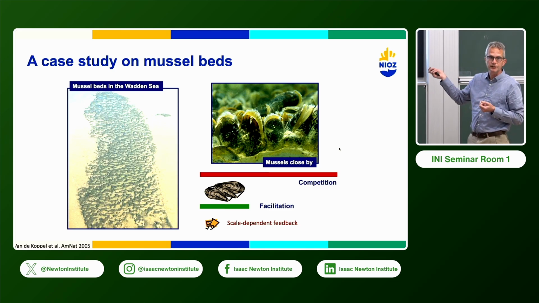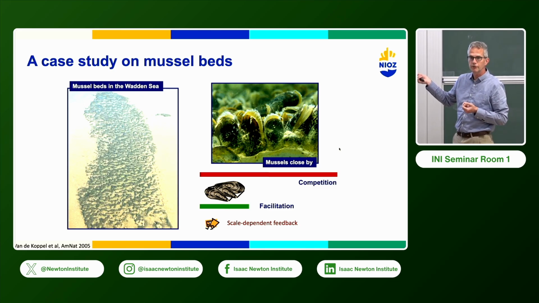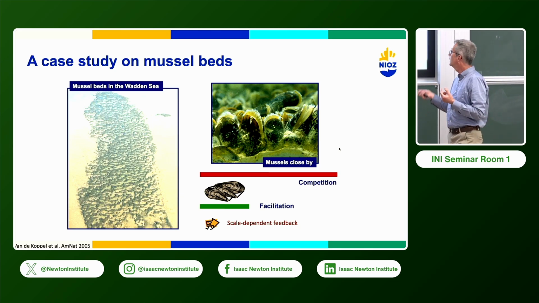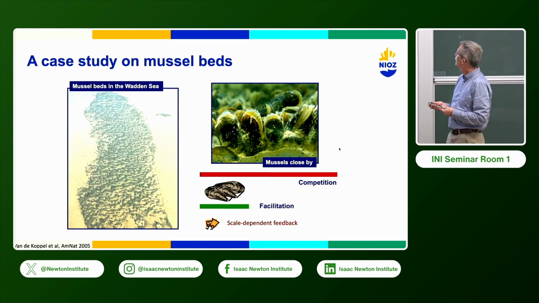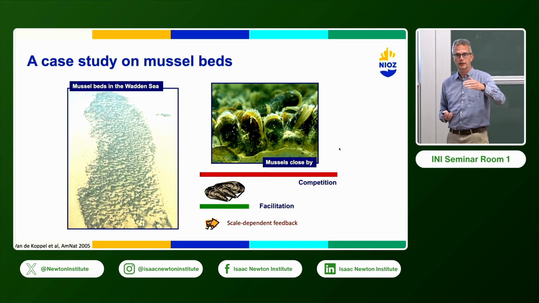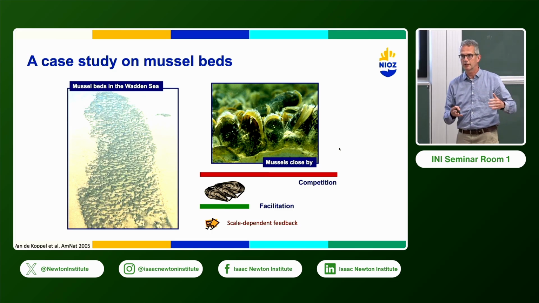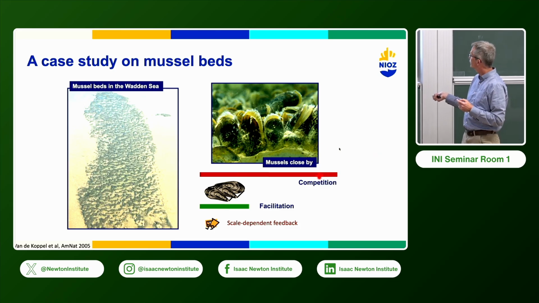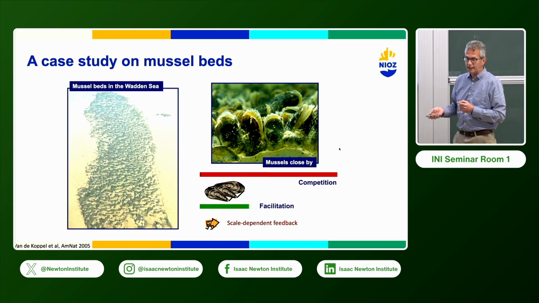But there's also something else. There's also competition. And of course, they're filter feeders. They eat the algae from the water, consume that, and the water flows. So you can imagine that of course, they all compete for the same amount of algae in the water. And it's a long distance effect. So on the one hand, facilitation is a short distance effect, and competition is a long distance effect. And we call that scale-dependent feedback. It's just a name for Turing's principle applied to ecosystems.